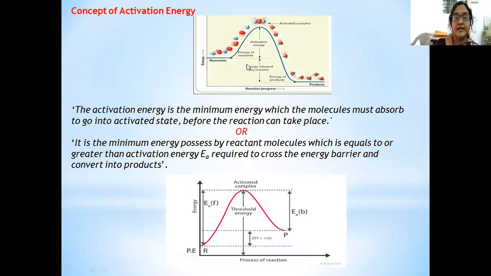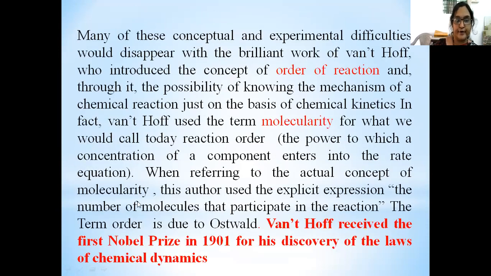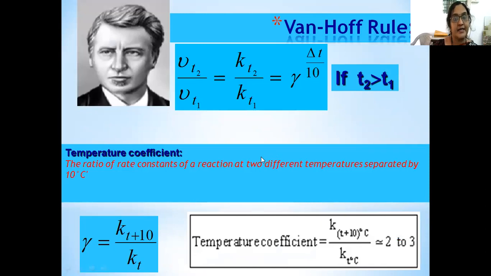Again, we know the activation energy is the minimum energy possessed by the reactant molecules so that they cross the energy barrier and convert into the product. Next, Van 't Hoff, who received a Nobel Prize for the discovery of the laws of chemical dynamics, the laws of chemical kinetics, we can say. He introduced terms like order of reaction and molecularity, and again he gave the effect of temperature on the rate of reaction, how the rate increases by increasing the temperature.